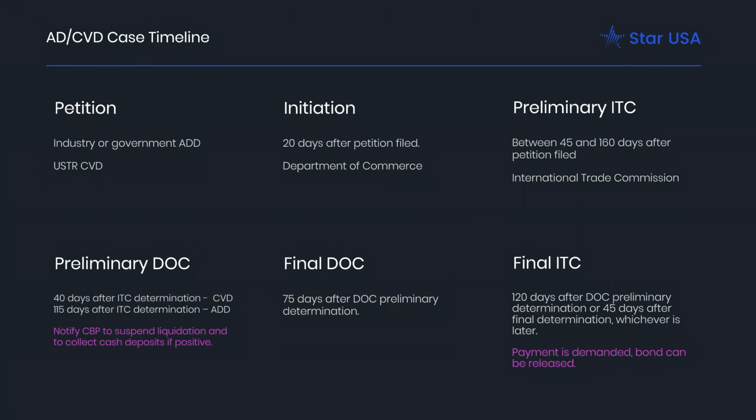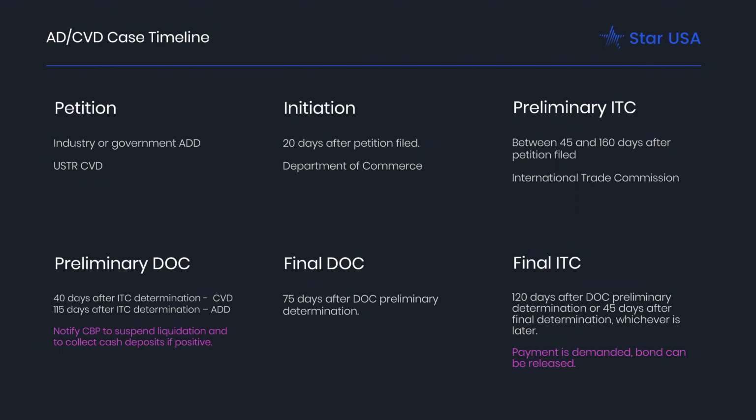And then the importers for those subject entries need to either put up cash deposits or post bonds. An order will be published in the Federal Register, etc. If they say at this point that there are critical circumstances, then the suspension of liquidation is not just ongoing from the date of the order, it's also retroactive, usually about 3 months retroactive.